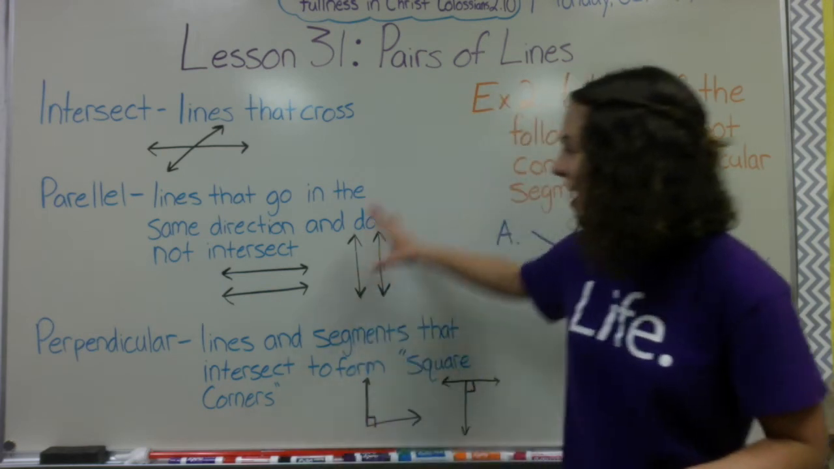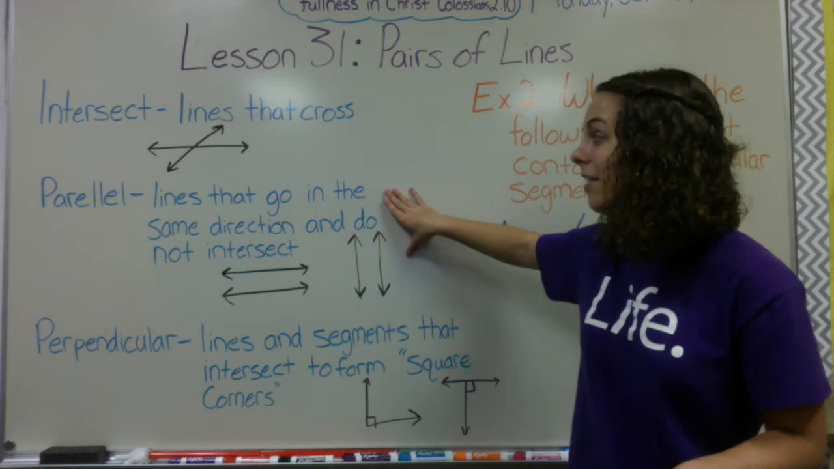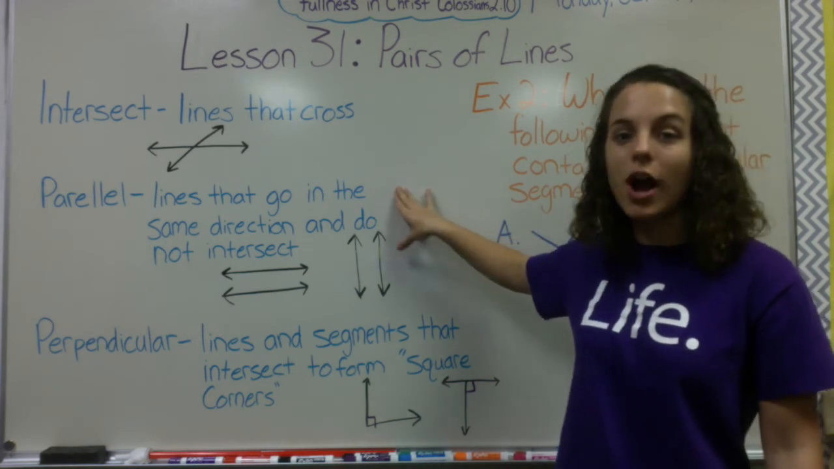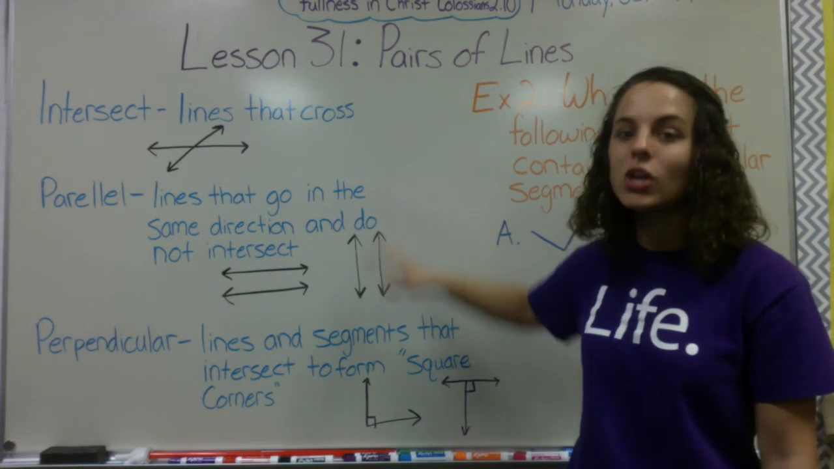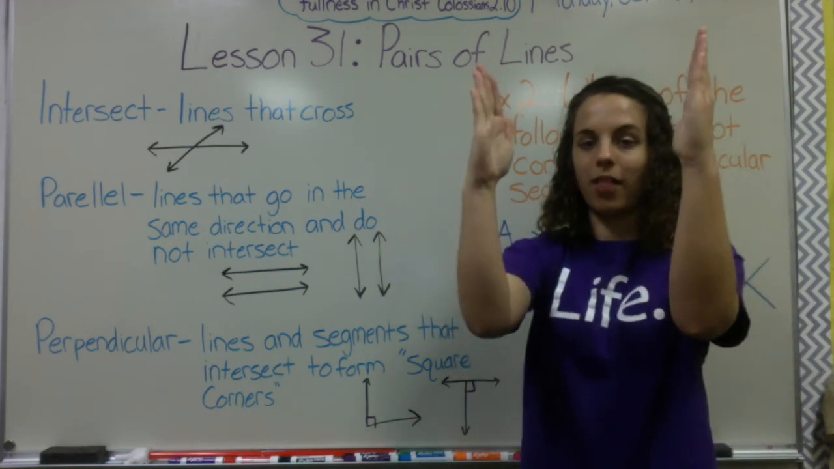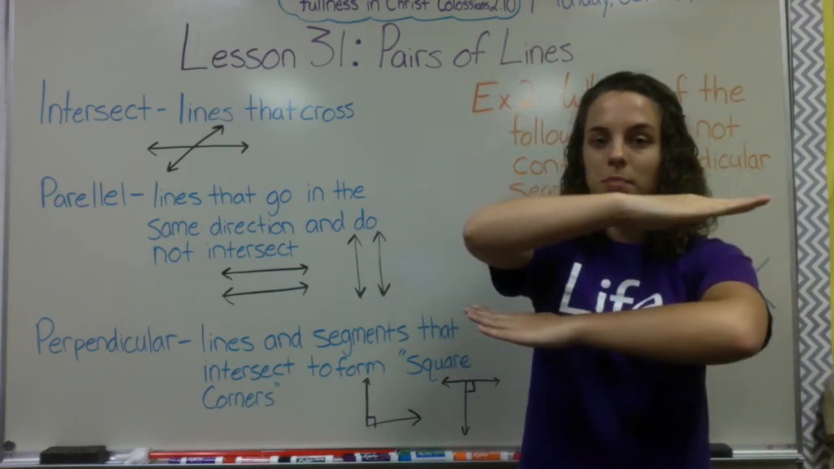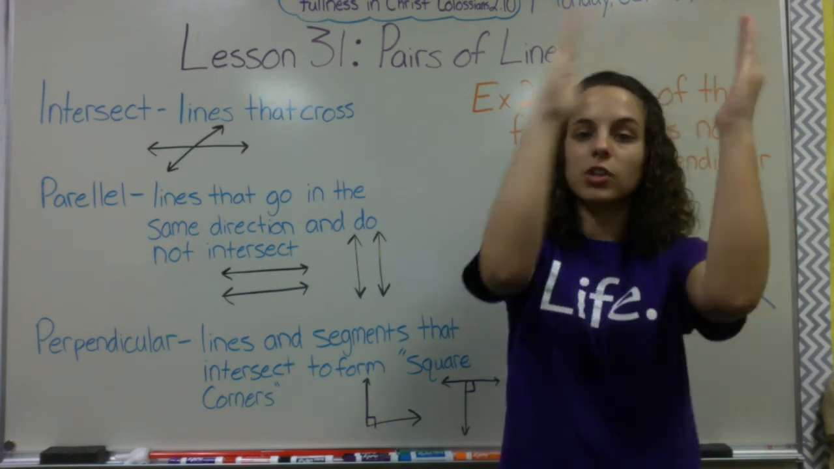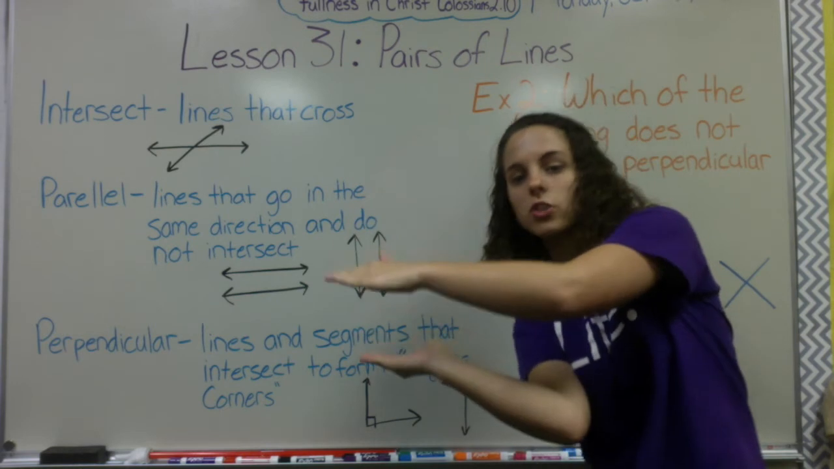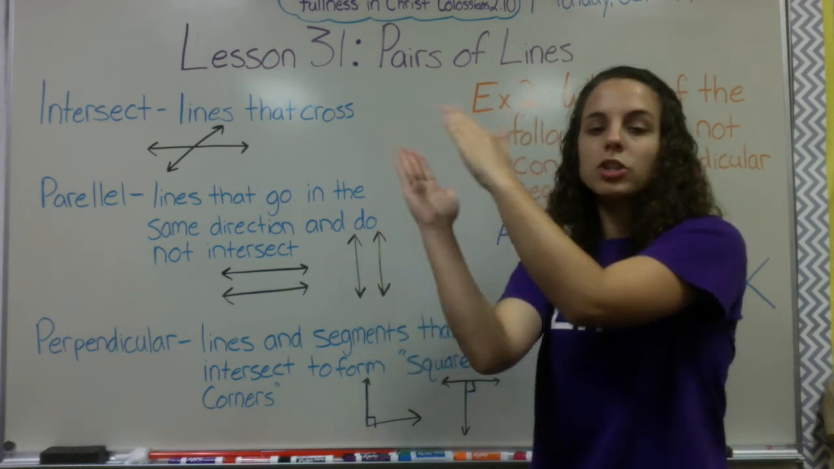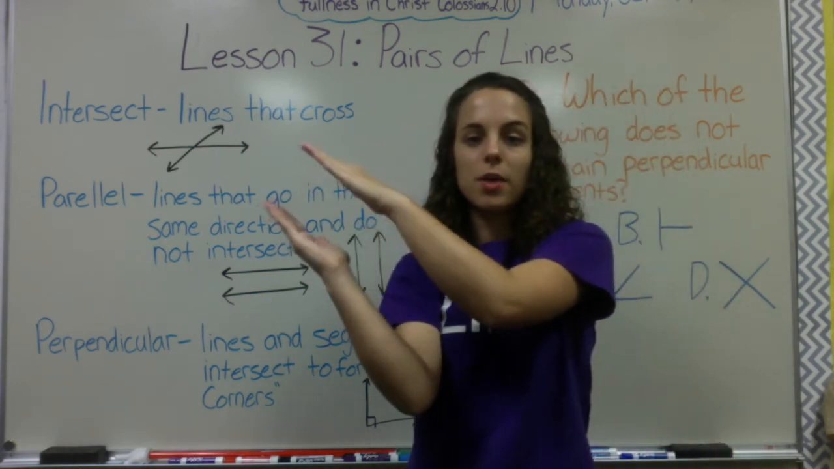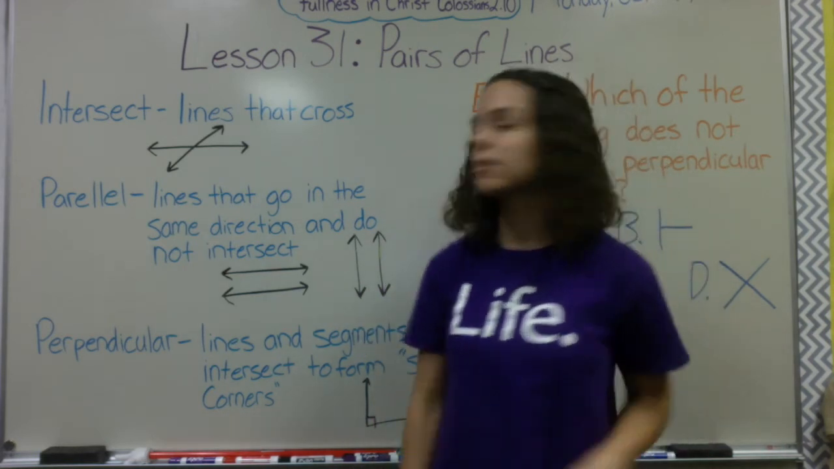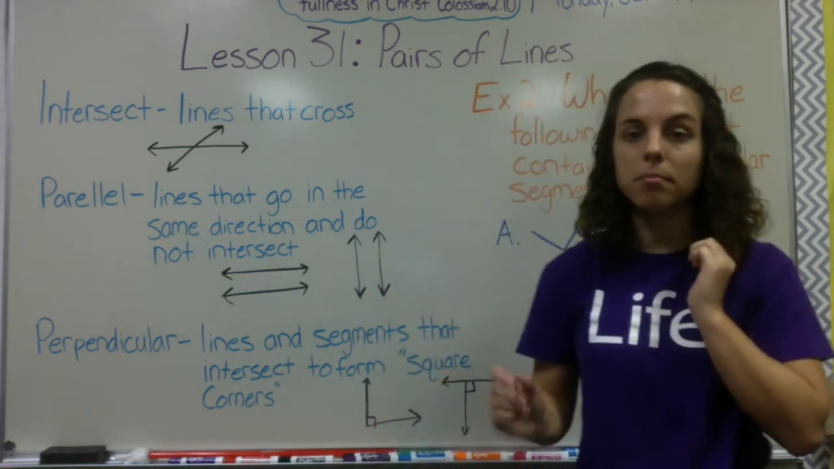So we also have parallel. Parallel are lines that go in the same direction and do not intersect. So these two would be parallel, or these two lines would be parallel, or you could have two oblique lines that are parallel. They can be vertical, horizontal, or oblique. Whichever direction they are, they have to go in the same direction, and they will never intersect. Keyword, that's what parallel means.